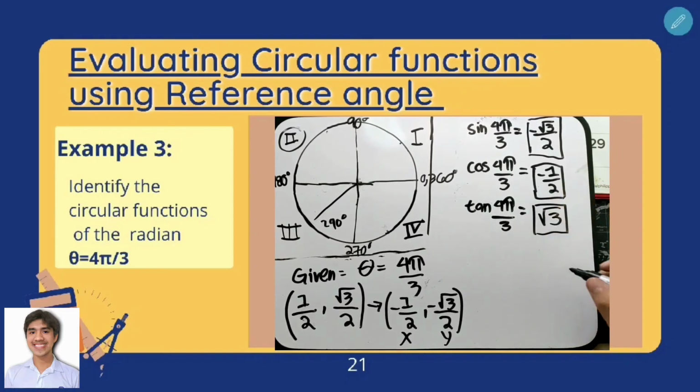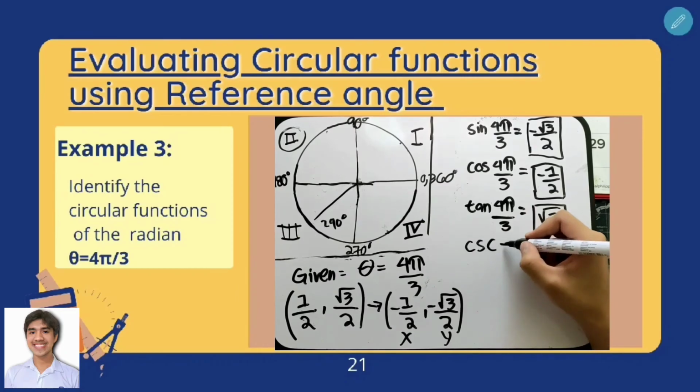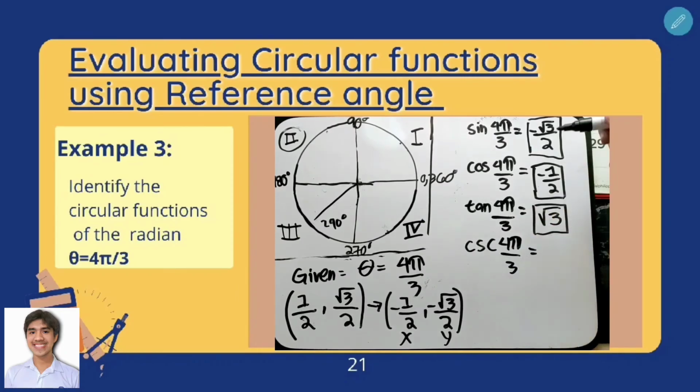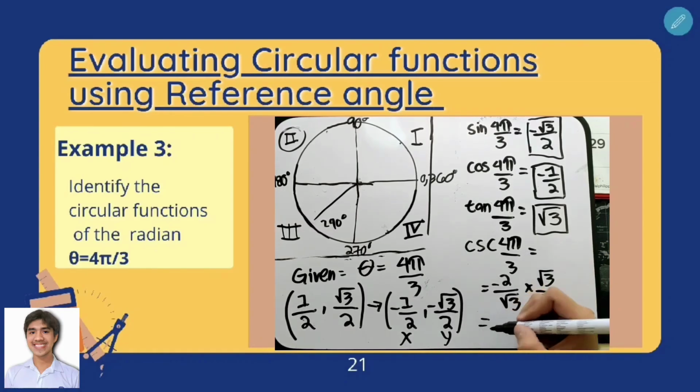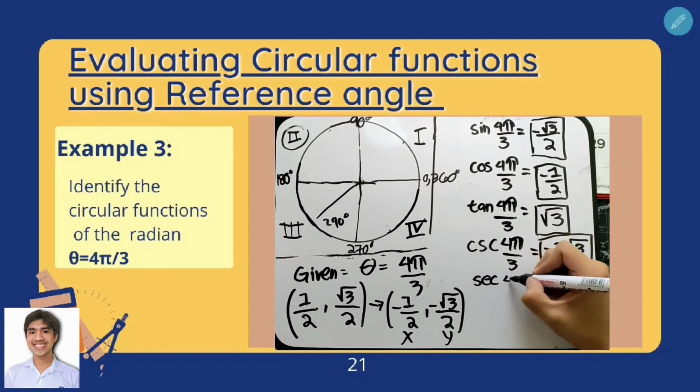Next, cosecant of 4 pi over 3. Cosecant is the reciprocal of sine, so we will have negative 2 over square root of 3. We need to rationalize because there is a radical sign in the denominator. So let's multiply this by the numerator. Negative 2 times square root of 3 is equal to negative 2 square root of 3. And let's multiply square root of 3 by square root of 3, and that is square root of 9, or simply 3.